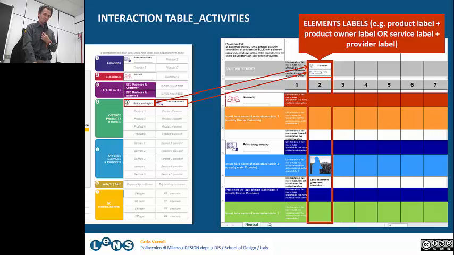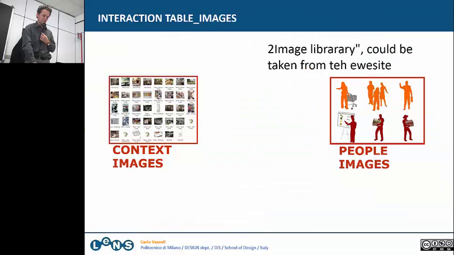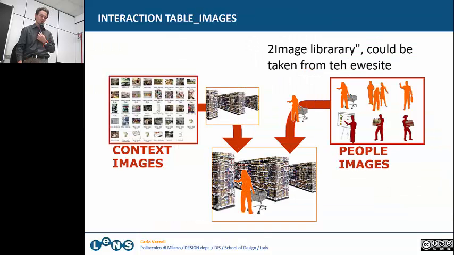So you put the product label plus the product, identifying the product owner, and the service label plus the provider of this service. Maybe you have already, no, you didn't use it because you made a system map. You can find images and background on the internet, there is everything, okay?